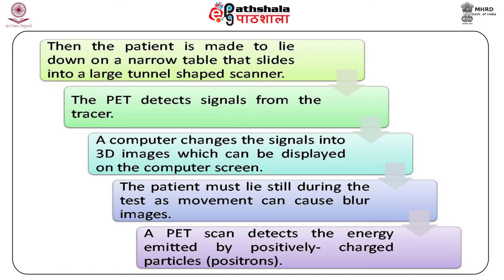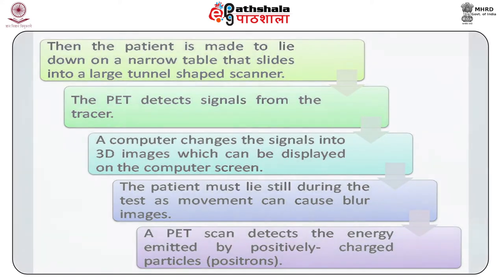A PET scan detects the energy emitted by positively charged particles, or positrons. As the radio tracer is broken down inside the patient's body, positrons are made. This energy appears as a three-dimensional image on the computer monitor. The image reveals how many parts of the patient's body function by the way they break down the radio tracer. A PET image will display different levels of positrons according to brightness and color.